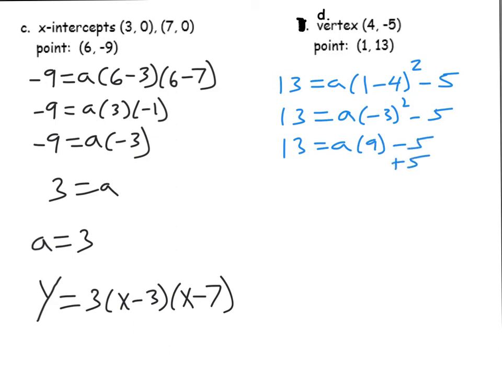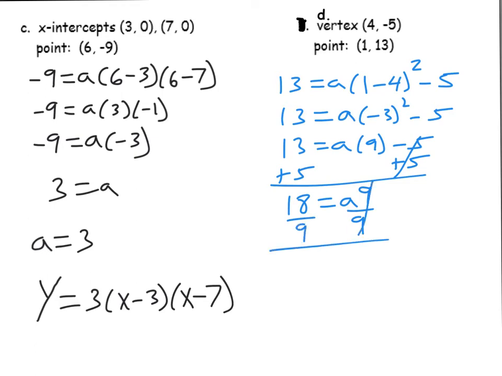Add 5. Divide by 9. There you go. A is 2. So this would be 2x minus 4 squared minus 5.